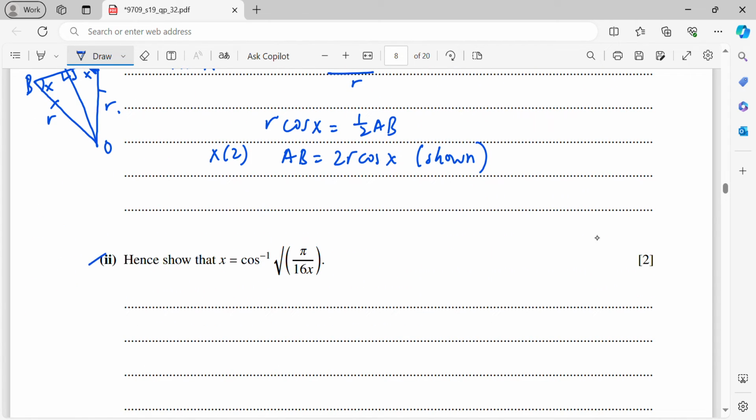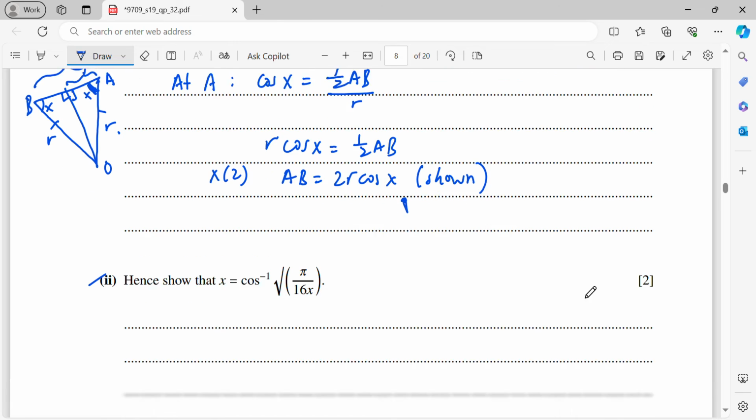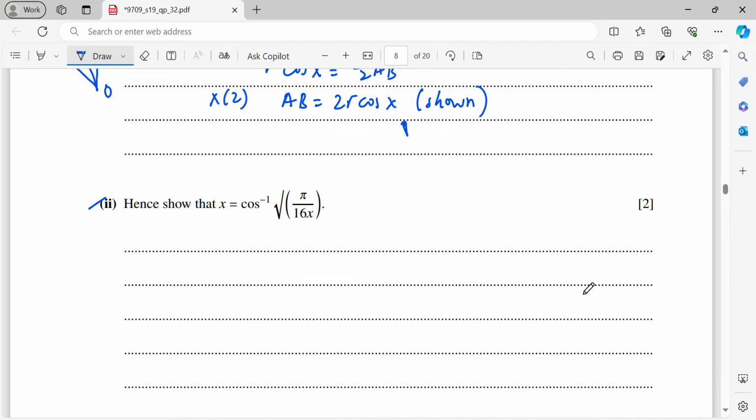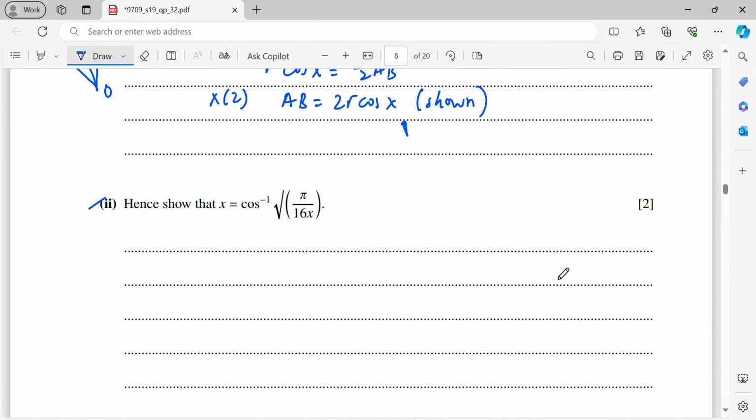Okay, part 2. Hence, show that x equals inverse cos of square root. Now, hence means use the previous answer. Use this previous answer, that means here, right? And to show that, you need to make use of this. The area of the shaded region is half of the area of the semicircle. So now I will just write: area of the shaded region is half area of the semicircle.